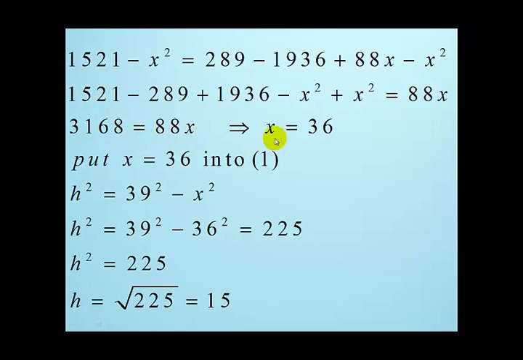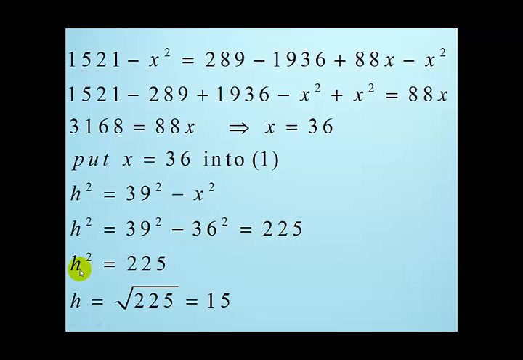That means that if you want to find the value of x, you have to divide both sides of the equation by 88. And in doing that, the value of x is equal to 36. Now we put x equals 36 into equation 1. From equation 1, h squared is equal to 39 squared minus x squared. So wherever we see x in equation 1, we substitute 36. And so h squared will now be 39 squared minus 36 squared, and this is equal to 225.